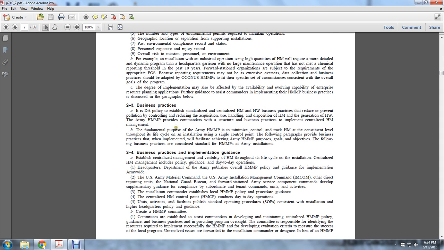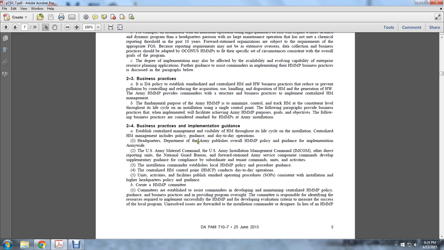The fundamental hazardous material management purpose. The fundamental purpose of the Army hazardous material management program is to minimize, control, and track hazardous material at the installation level throughout its life cycle using a single control point. The following paragraphs provide business practices implemented by the facility achieving Army hazardous material program goals and objectives. The following practices are considered standard of the HMMPS hazardous material management programs at Army installations.